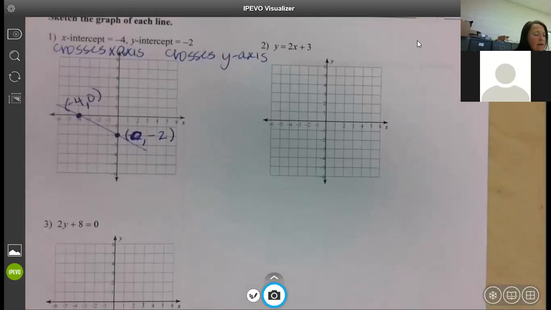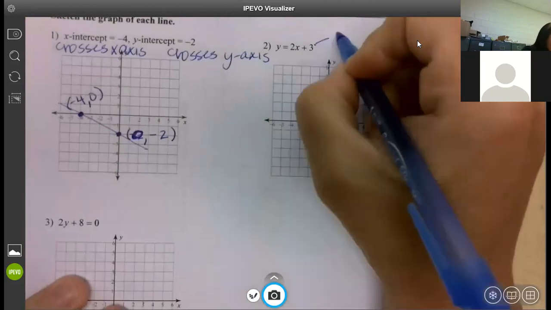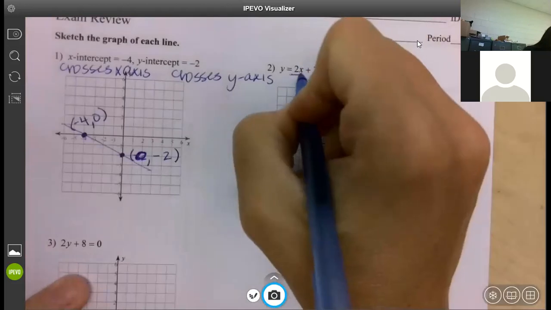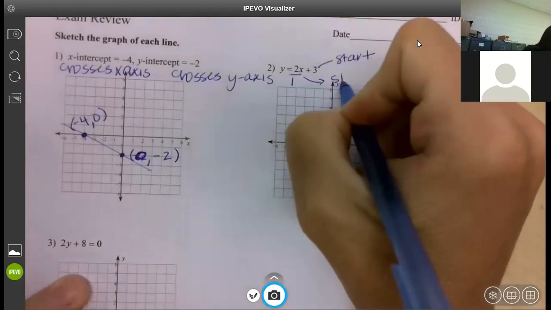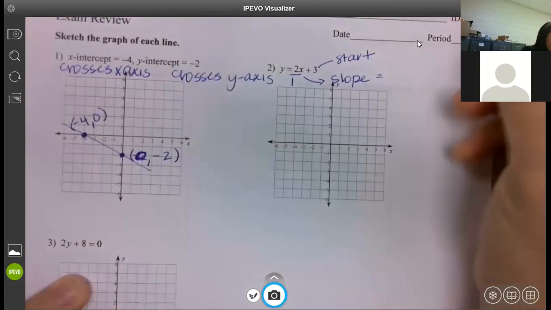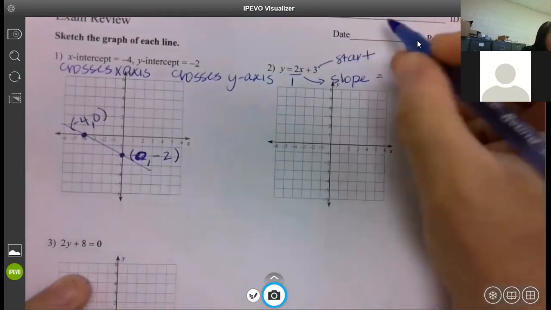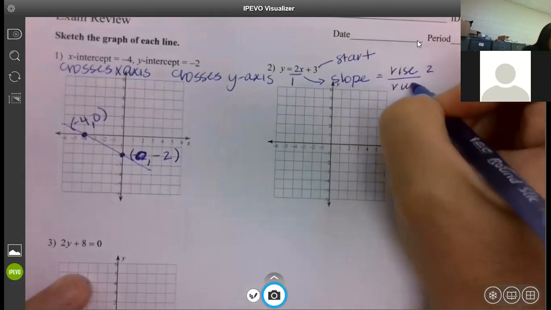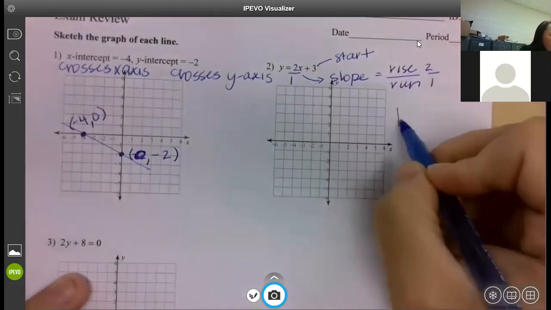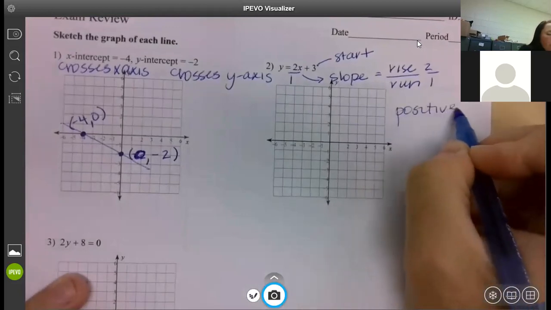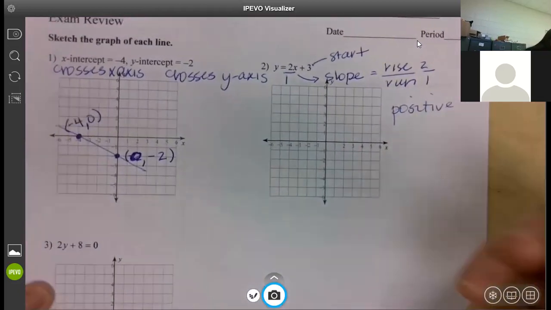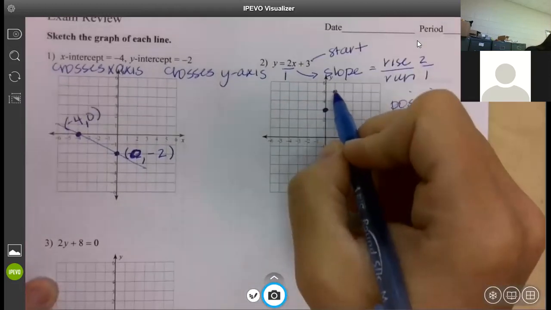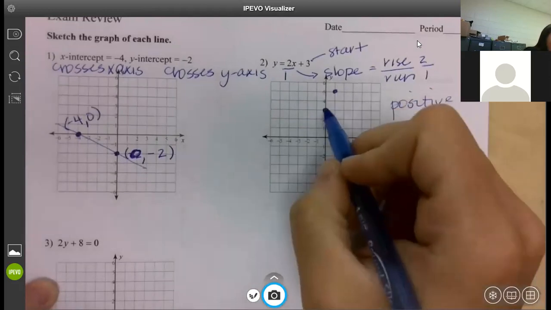If we're graphing the line, remember the 3 or that n number is where you start. And then the 2/1 or the 2x is your slope. And we rise 2, run 1, and remember that it's positive. Okay. So we start at +3. We rise 2, run 1. If we can't go any more on the graph, we can go backwards.